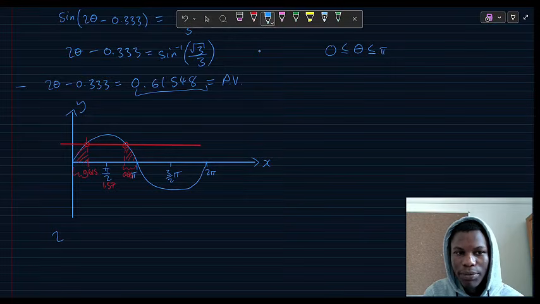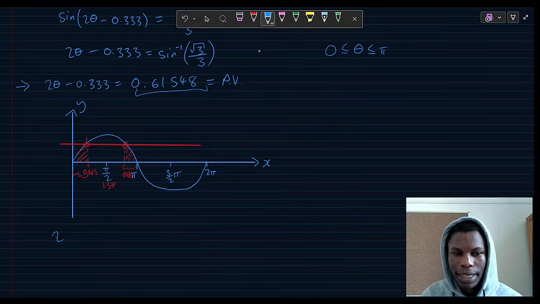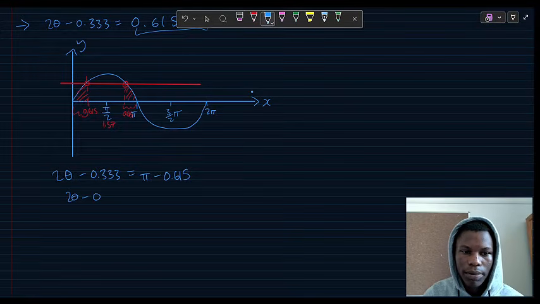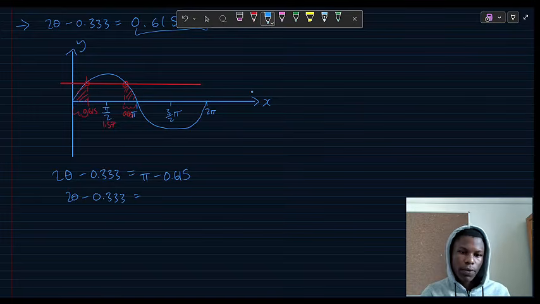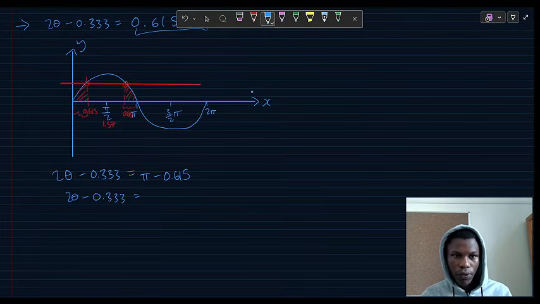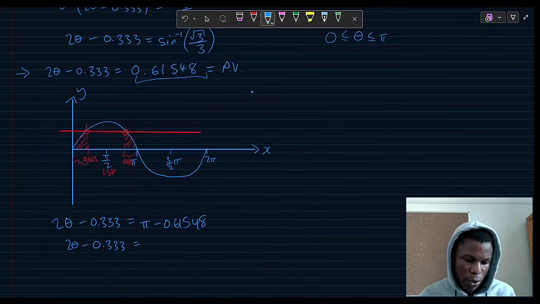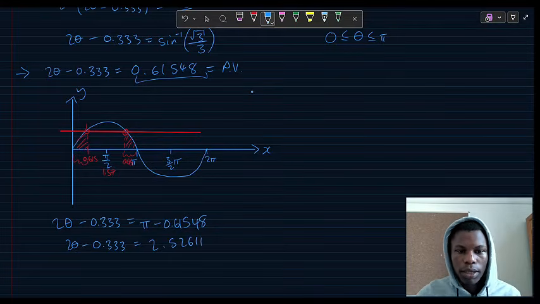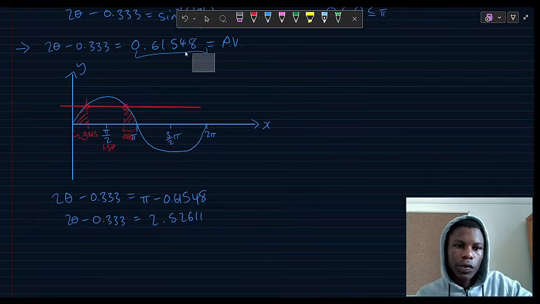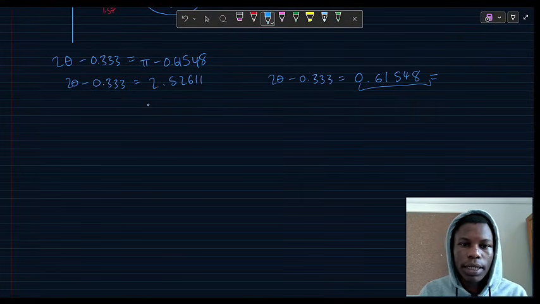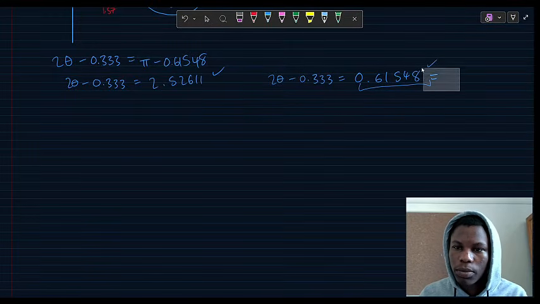So remember, notice that my principal value is in terms of 2 theta minus 0.333. So even the solution that I get at this stage is of the form 2 theta minus 0.333. And this is equal to pi minus 0.615. So I have 2 theta minus 0.333 is equal to pi minus 0.615. I'll use the full 0.61548 as well, just to make sure we are not rounding off prematurely. So that is 2.52611. And now we can simplify. So we're getting a solution either from here or from here, right? So we need to simplify both of them and solve for theta.